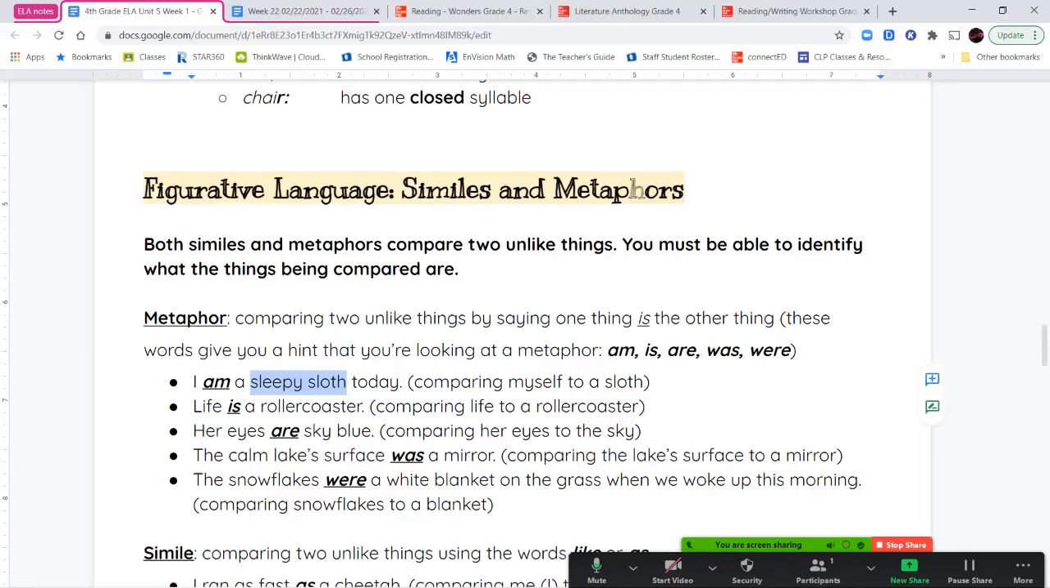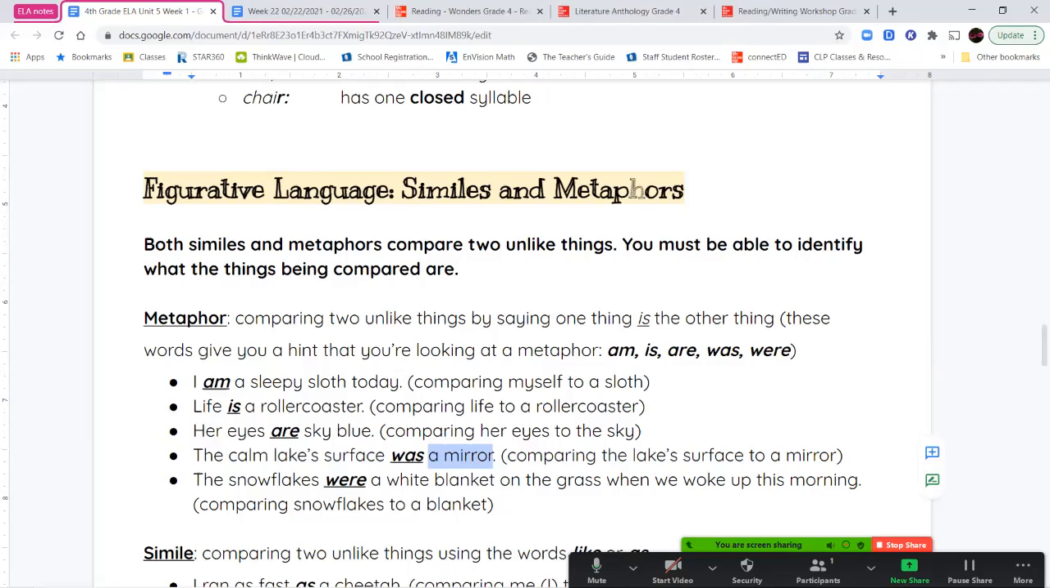If I say the calm lake surface was a mirror, so I'm comparing the surface of that lake, right? That's what I'm comparing. That's what comes before my clue word was. I have my clue word was. So what came before it? The calm lake surface. What came after it? A mirror. So I'm comparing the lake's surface. It was so calm, right? There were no waves and no ripples that it looked just like a mirror. It was reflecting everything else around it.